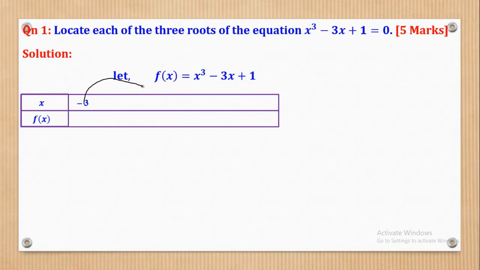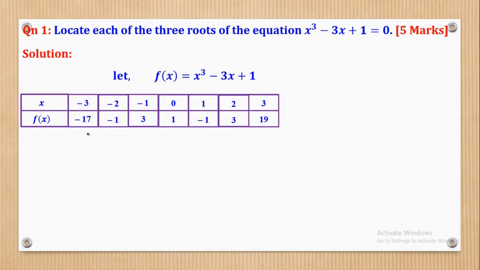When I put -3 where there is x, I'll come up with -17. Then next is -2. When I put -2 where there is x, next the value will be... -1. Then when I put -1, it will be 3. When I put 0, f(0) will be 1. When I put 1, f(1) will be -1. And when I put 2, f(2) will be 3. When I put 3, f(3) will be 19.